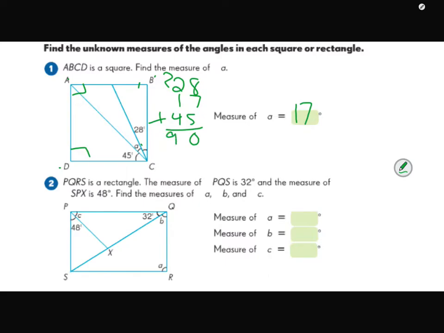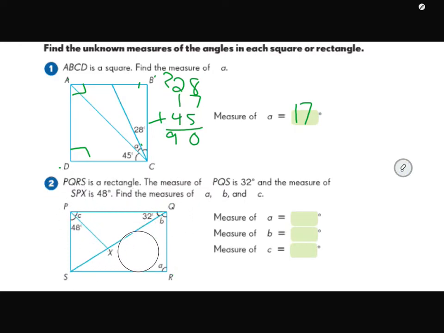Now down here is a little tricky. There's a lot going on. But again, you already know the properties of a rectangle. It says PQRS is a rectangle. The measure of PQS is 32. Look, PQS. And then look right here on my vertices, I have 32 degrees. And then it says, and the measure of SPX, so then right here, S to P to X, this angle is 48 degrees. Find the measure of A, B, and C.